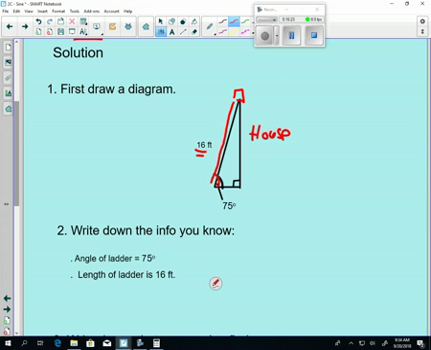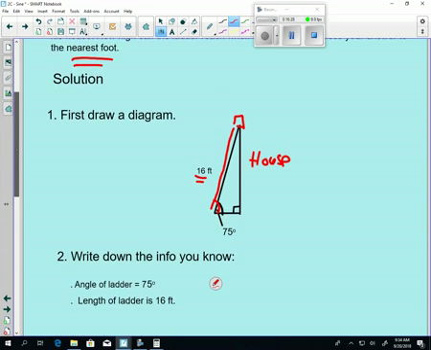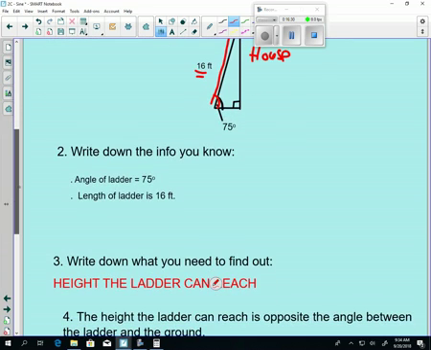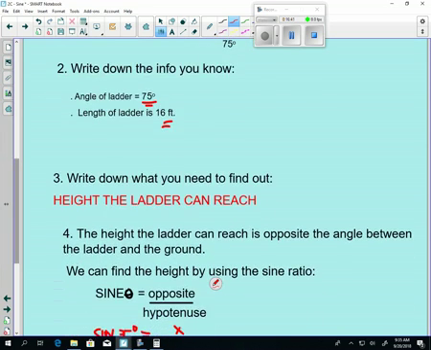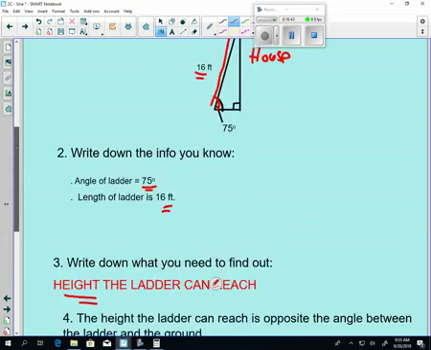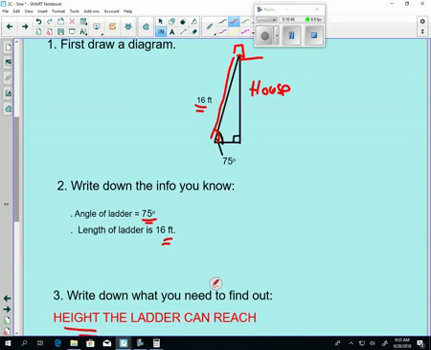They want us to know, can you get up there safely? Well, the first thing we need to do is write down what we know. We know the angle is 75. We know the length of the ladder is 16. And what do we need to find out? We want to know the height the ladder can reach. So there's our unknown, the height. How far up can that ladder reach? So we need to know this part of the triangle here.